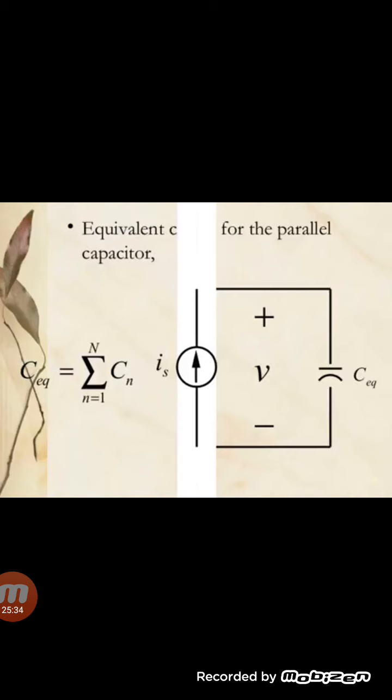Equivalent capacitance for the parallel capacitors is C equivalent equal to the summation, n varies from 1 to n, of Cn, and the charge is going, that is Is, and what's produced between the two ends is the potential. This is shown very clearly over here. This is the equivalent capacitance. So it very clearly shows the equivalent capacitance of the capacitors. The capacitors you attach over here in parallel, you add them.